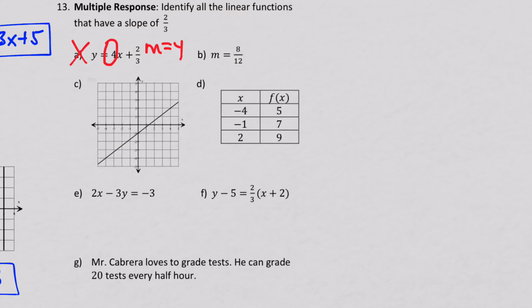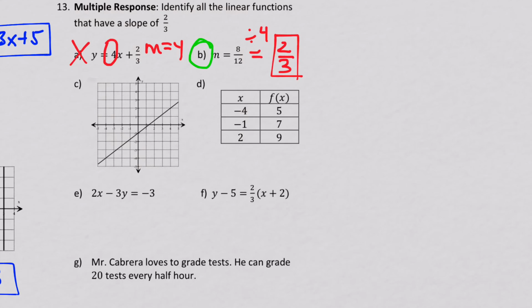If I go to B, B gives you a slope of 8/12. So it's just a slope, nothing else. Let's simplify that slope down. 8/12, I can reduce this by 4. If I divide by 4, 8 divided by 4 is 2, and 12 divided by 4 is 3. So does this match my prompt? Is it 2/3? Yes. So this is going to be a good response. We'll put it in green. So B is a good choice.